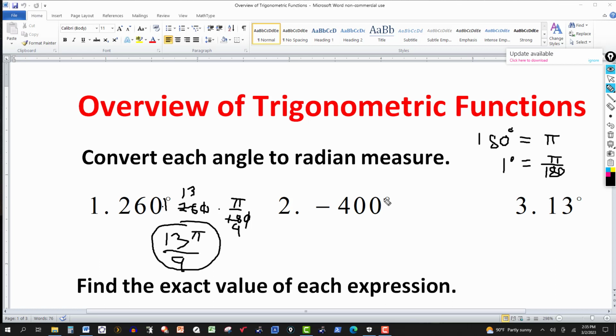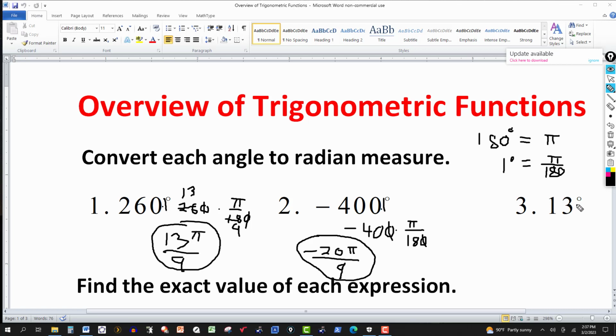Same thing in this one. Minus 400 degrees. Write this as minus 400 times 1 degree. So this becomes minus 400 times pi over 180, replacing the 1 degree by pi over 180. Now we can reduce here by 10, divide 40 by 2, and 18 by 2. So this comes out to minus 20 pi over 9. And again, we leave the units out, but this is understood to be in radians.